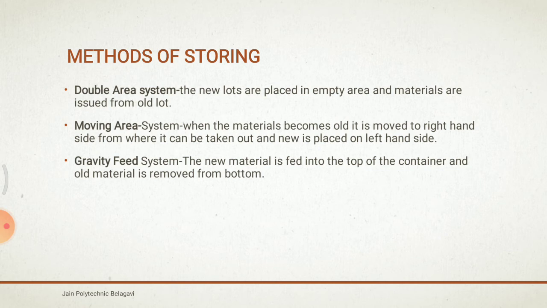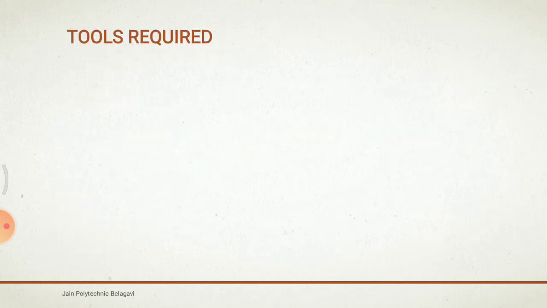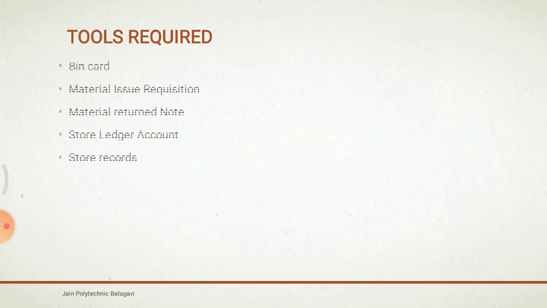There are different types of tools required for storing. The first one is the bin card. A bin card is a card which is attached to each bin, rack, shelf or container for the stores. A record of all the materials entering or leaving the bin, and the balance of the material in hand, is made in this card.